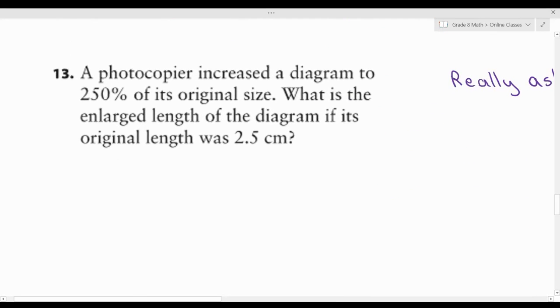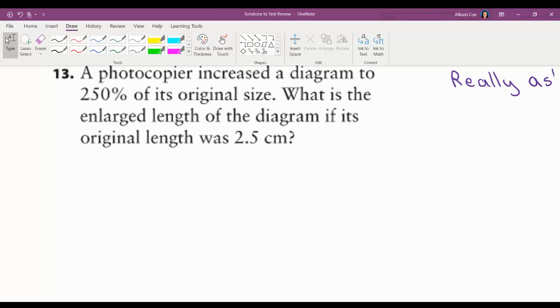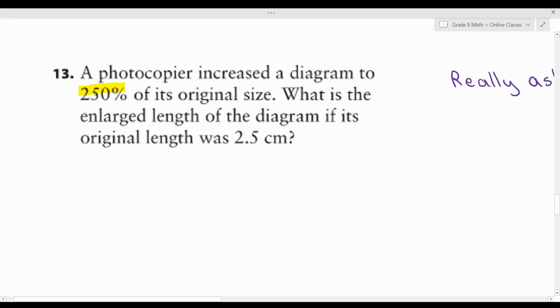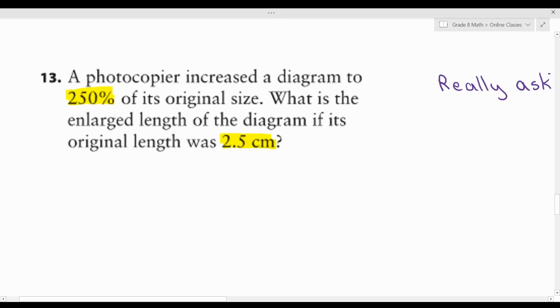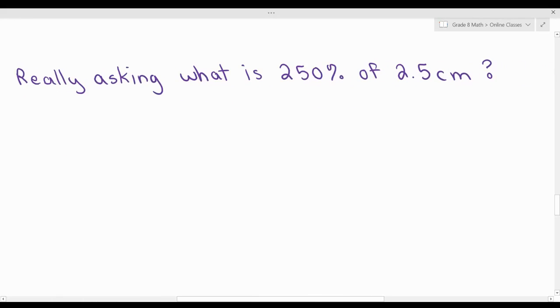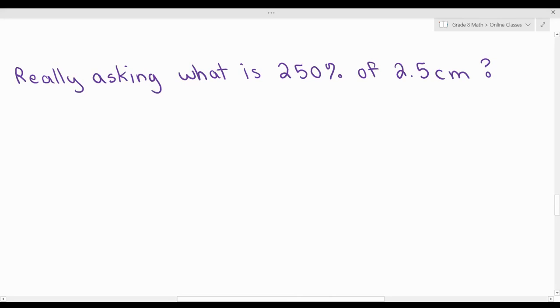Okay, so getting into the word problems. A photocopier increased a diagram to 250% of its original size. What is the enlarged length of the diagram if its original length was 2.5 centimeters? Now, obviously it's somewhat of a word problem. They tend to sometimes get a bit wordy. So I would go back and highlight my numbers. I have 250% and then that 2.5 centimeters. Well, what this is really asking you to find is, what is 250% of 2.5?